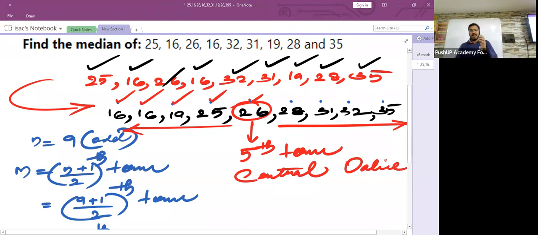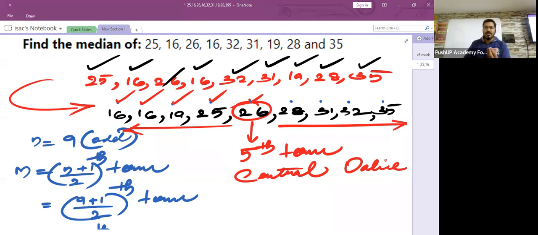26 is the central value. So what is the purpose of finding the median, Animesh? The purpose is to find the central value, which comes in the central position out of the set of observations given to us.